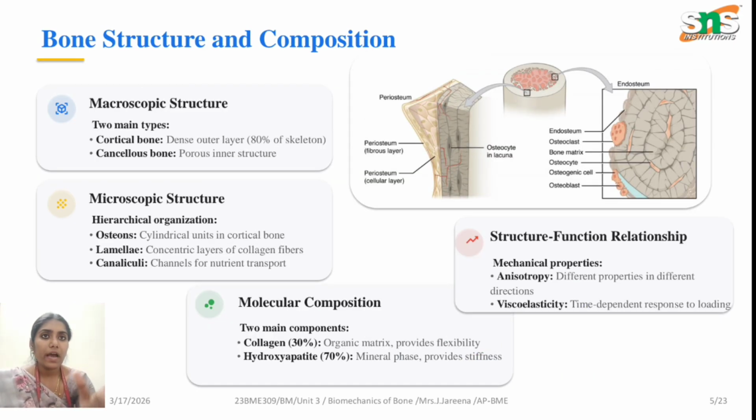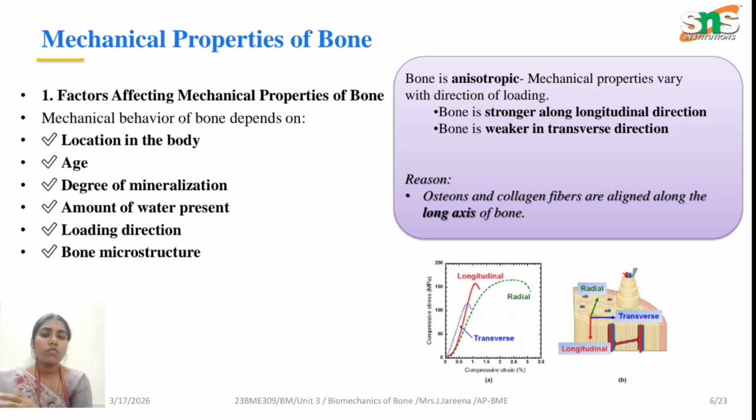This is the topic that we have discussed already, bone structure and composition. Now we will move straight on to the mechanical properties of the bone. There are some factors which highly contribute to deciding the mechanical properties. Those factors are, first, the location in the body, that is, where the bone is actually located, because the location also decides the breakage point of the bone. That is the reason we have to see where it is located, and what the age is.